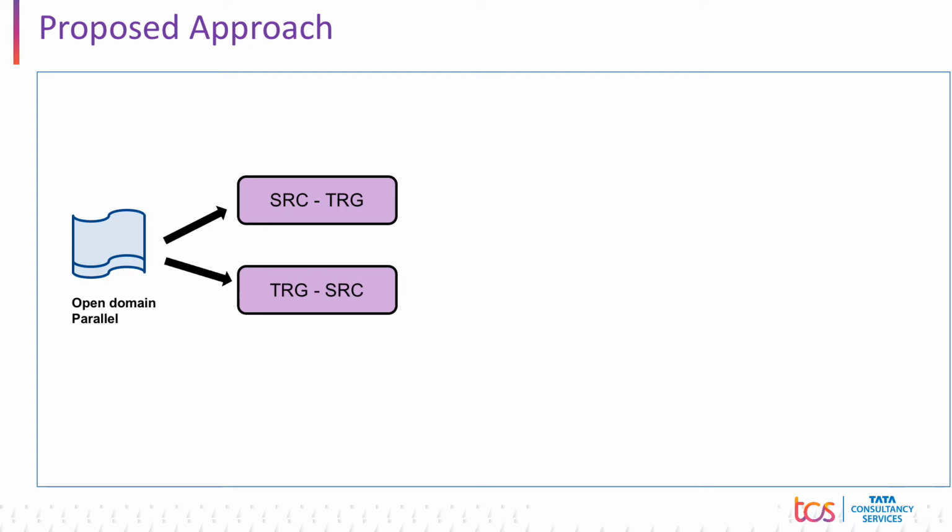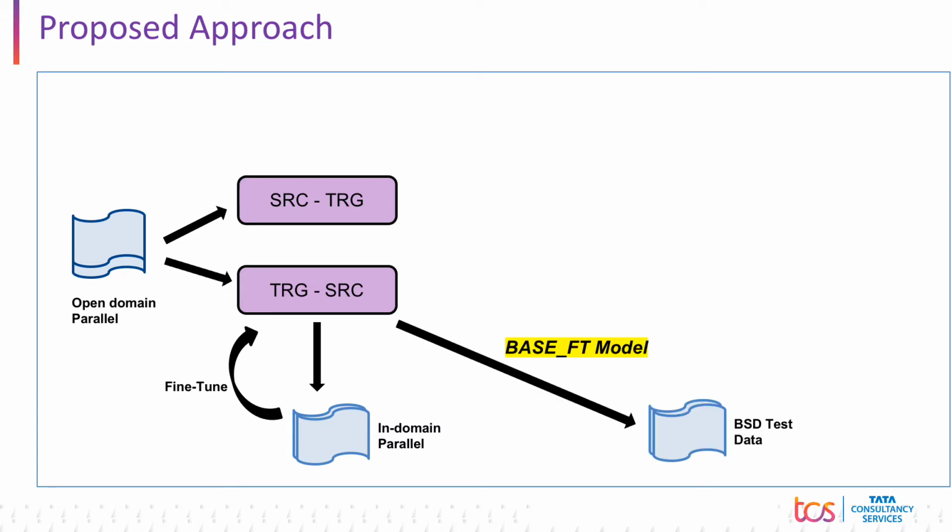First of all, we collected several publicly available open domain parallel corpora and trained two different NMT models on this corpus. One is in the source to target direction and the other is in the target to source direction. Once these models were trained, we fine-tuned them on the available BSD corpus data, and then used the fine-tuned model to translate the BSD test sentences. This was our first model, also known as the base fine-tuned model.